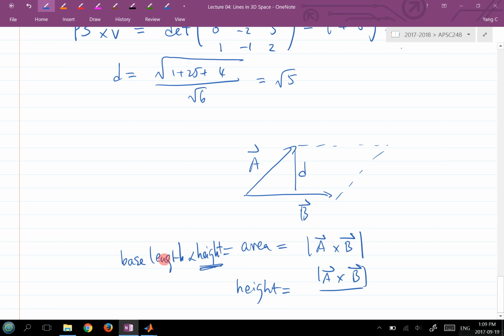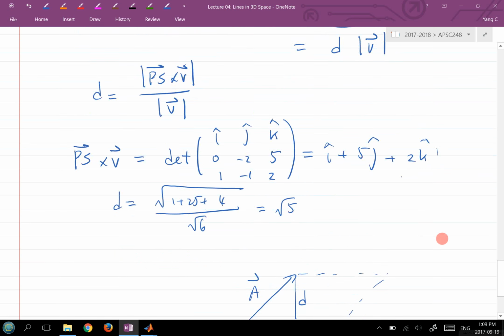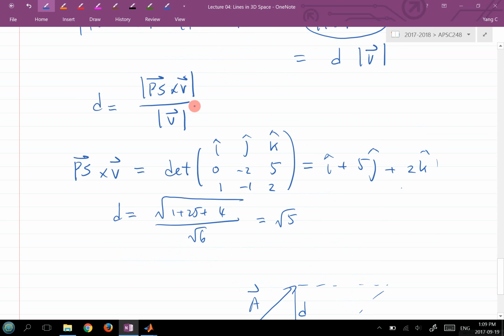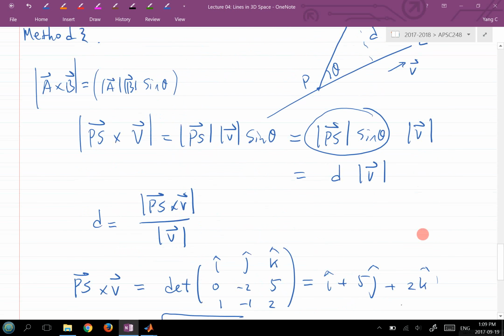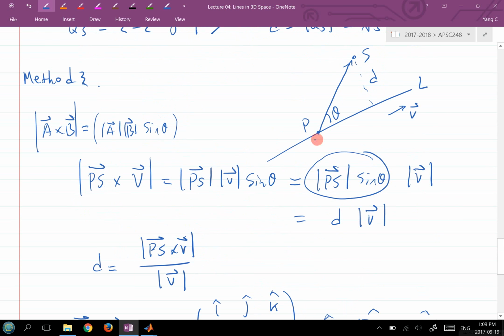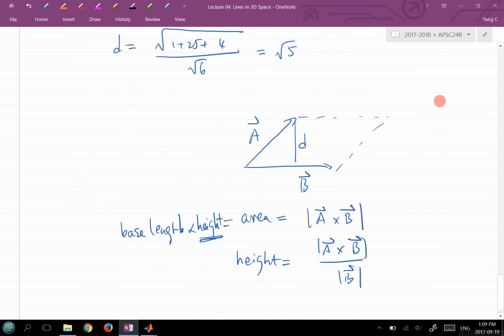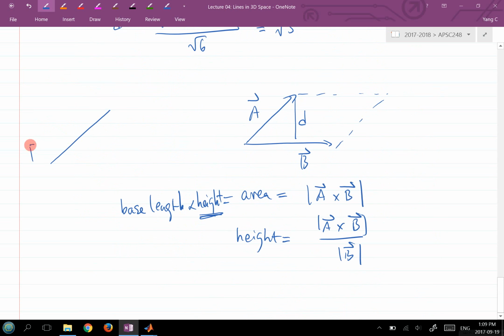And the base here is this. If you look at the result here compared to that, you see that it's exactly the same thing, isn't it? So you have your PS here, you have the v here. Here's your P, here's your PS vector, and this is your v vector at the bottom. You can form a parallelogram and then find the shortest distance.